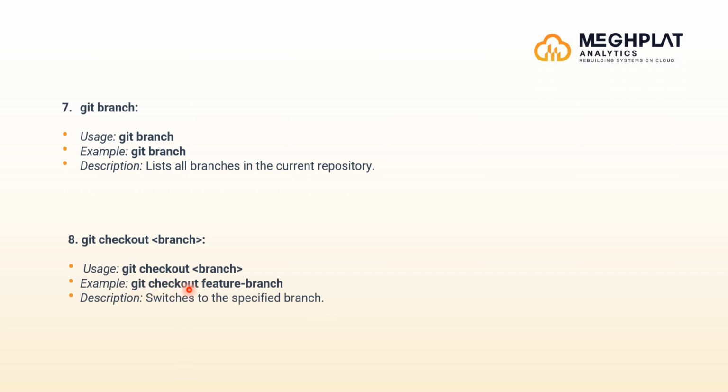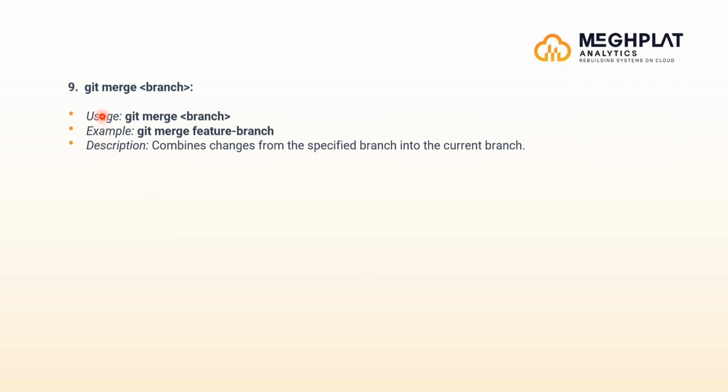The syntax is git checkout, then our new branch name, that is feature branch. Git merge combines changes from the specified branch into the current branch. The syntax, the command, is git merge, then the feature branch.